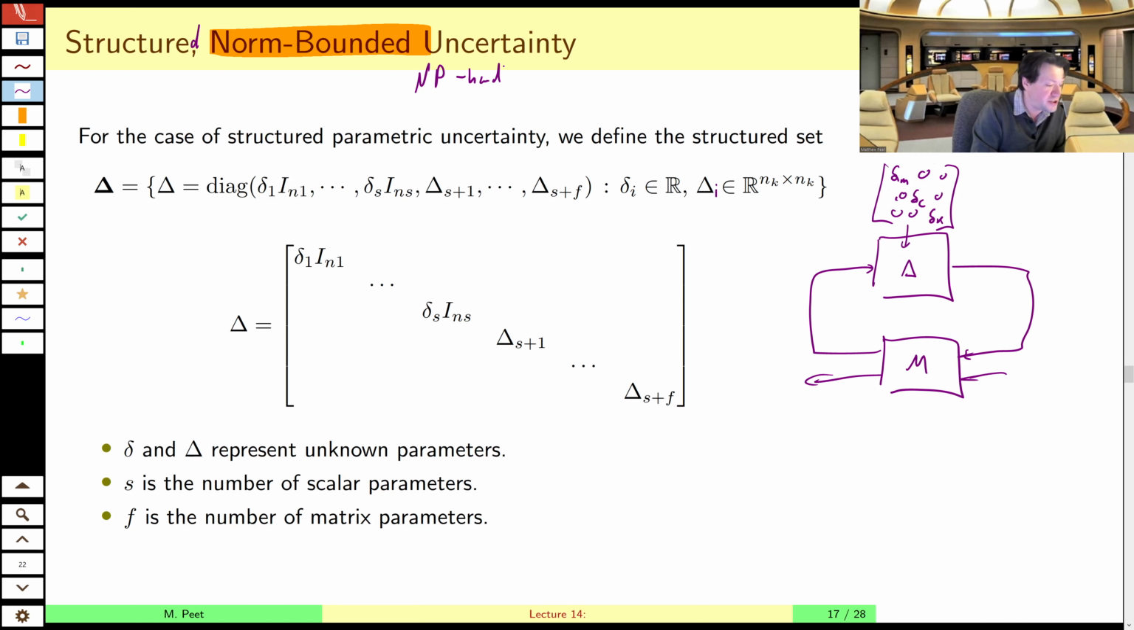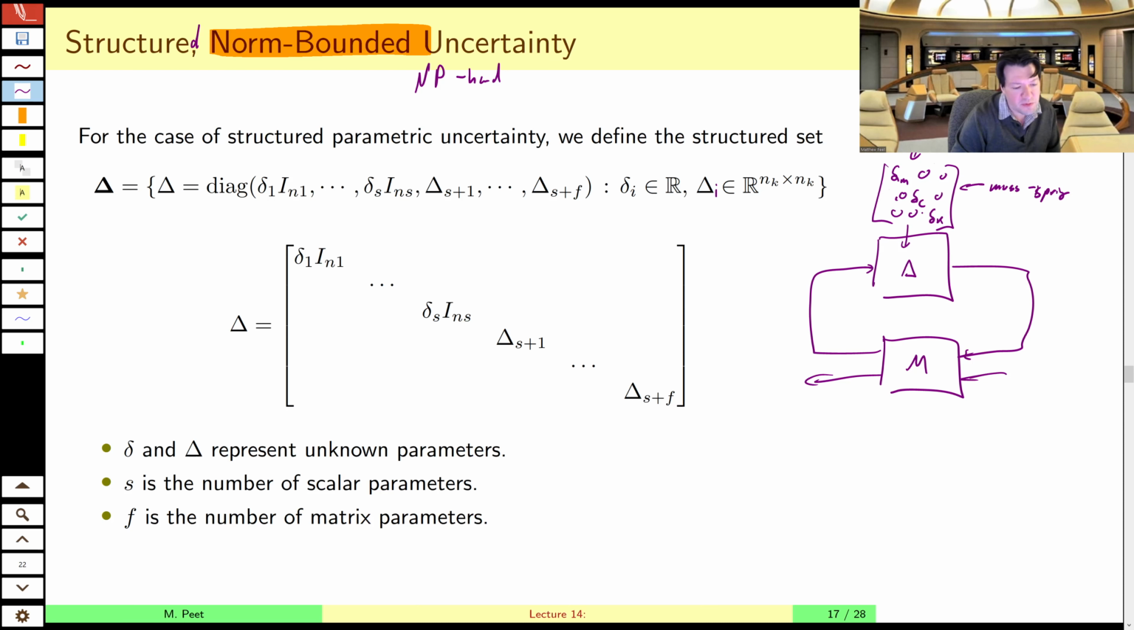So here's our general framework. This is the mass spring case that we considered in lecture 12. We can see that the diagonals here, these blocks, are all scalars. And there's nothing much more to it than that. There's no identity matrix, there's just simple scalars.